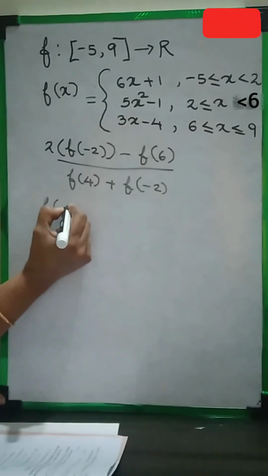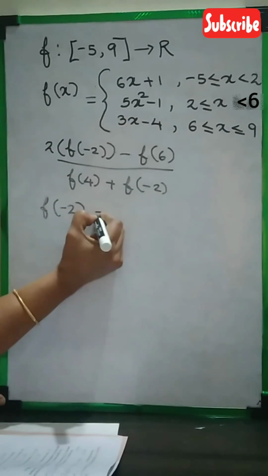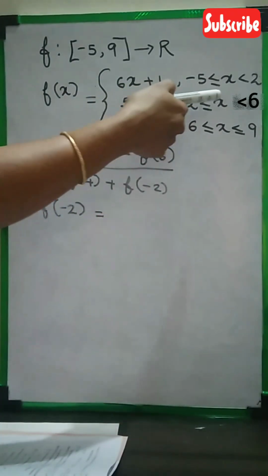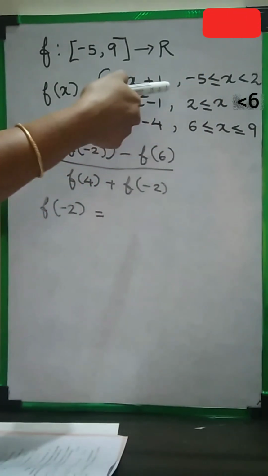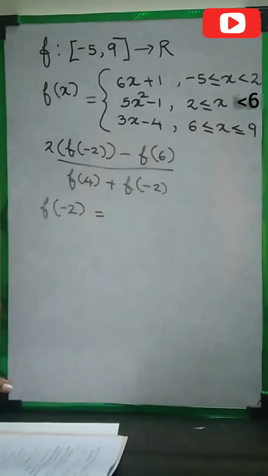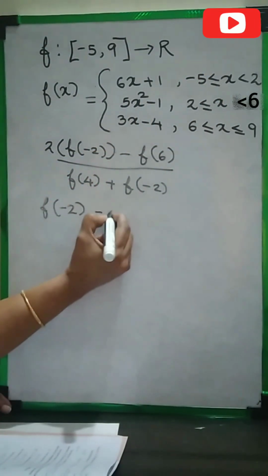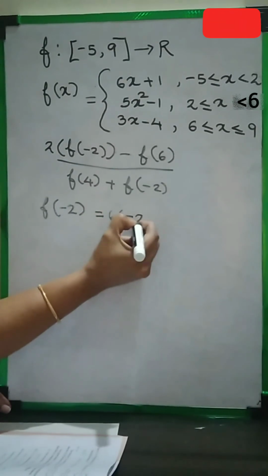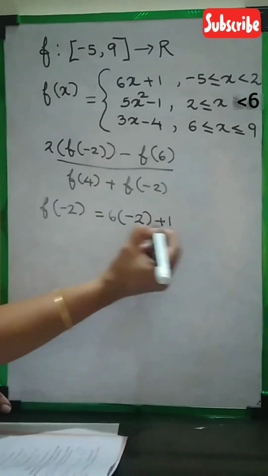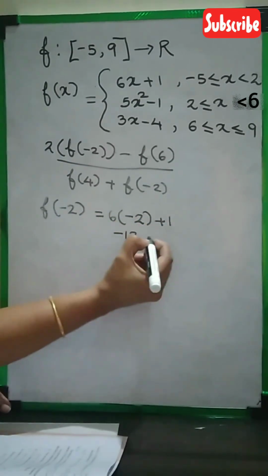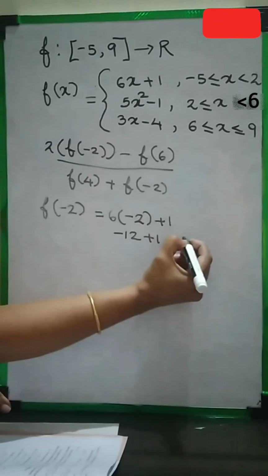f of minus 2: minus 2 comes in the first category, that is 6x plus 1. Therefore 6 into minus 2 plus 1, that is minus 12 plus 1, which is equal to minus 11.